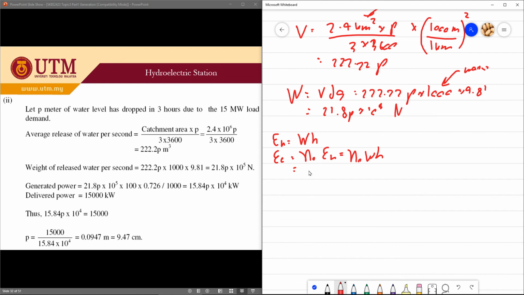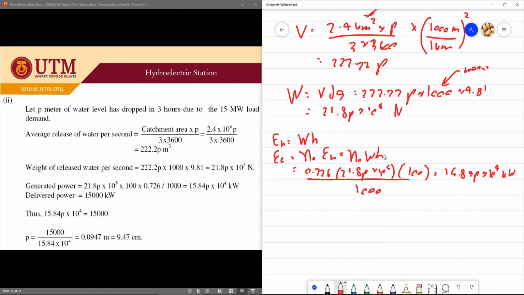let me, okay, the efficiency is 0.726. The weight of the water is this one, 21.8 multiplied by 10^5. Okay, and the height is 100 meter. And remember you have to convert this into kilowatt, so you just divide by 1000. Okay, you get 15.84 multiplied by 10^4 kilowatt.